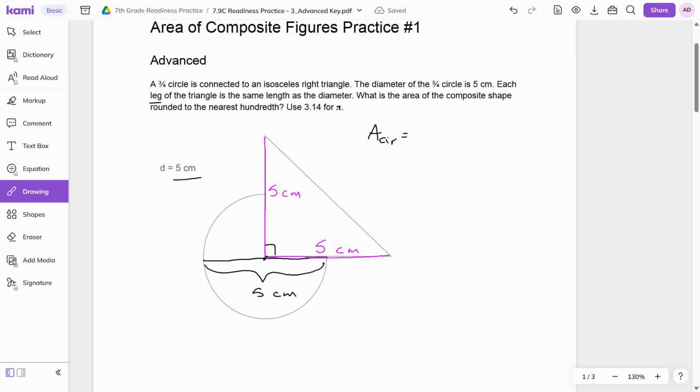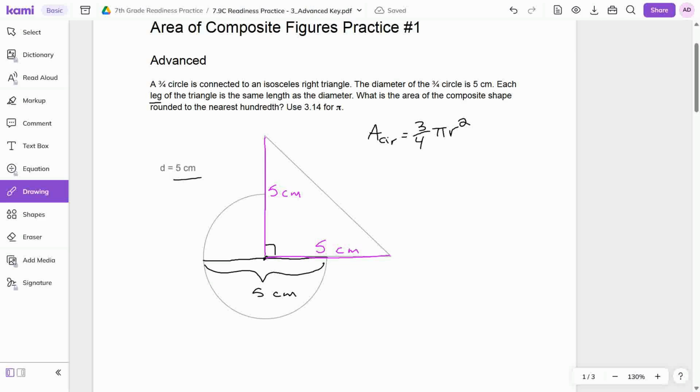All right, so it's going to be pi r squared. And simply because it's 3/4, what we end up doing is just writing 3/4 in front of it. So we take the area of what a full circle would be, and then we just multiply that by 3/4.